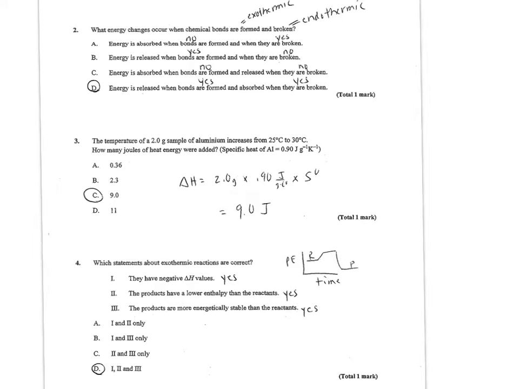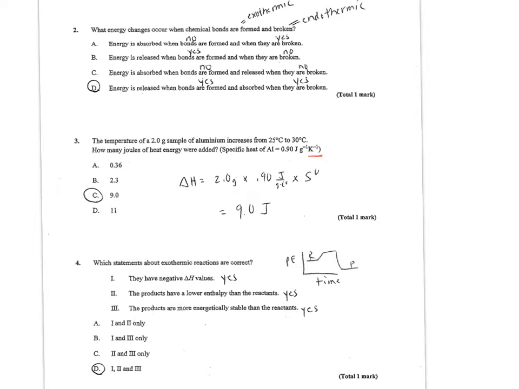Number 3, the temperature of a 2-gram sample of aluminum increases from 25 degrees to 30 degrees Celsius. How many joules of heat energy were added? Specific heat of aluminum is 0.9 joules per gram per Kelvin degree. And you will notice IB generally uses Kelvin in their specific heat value, whereas the book we used last year, the Glencoe book, uses Celsius degree.